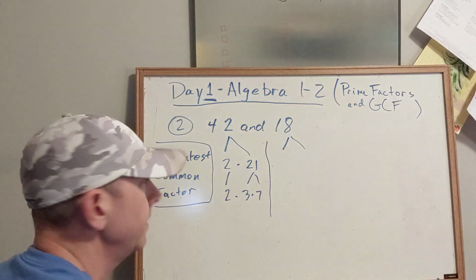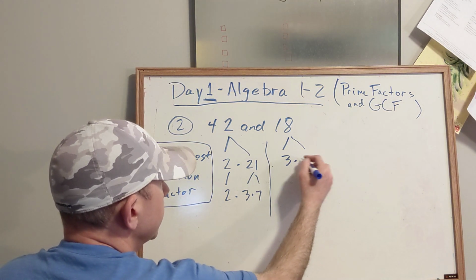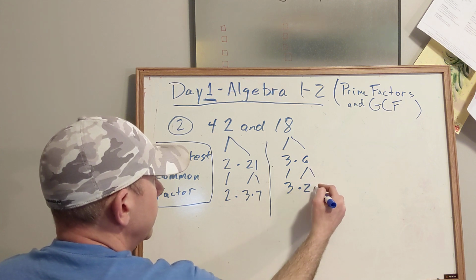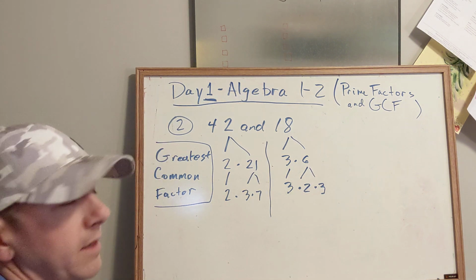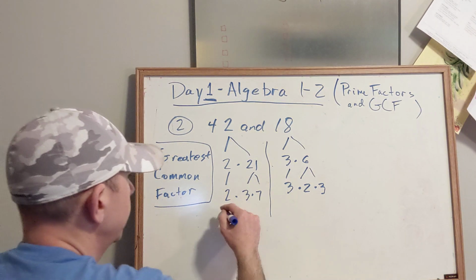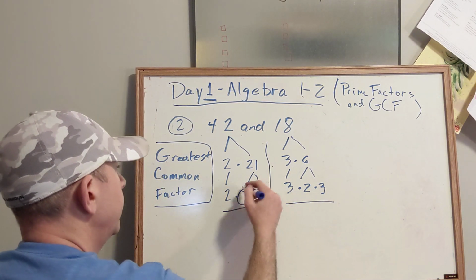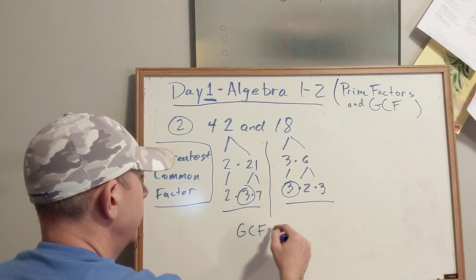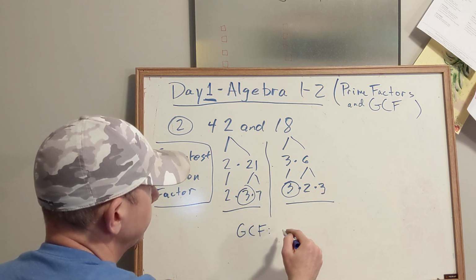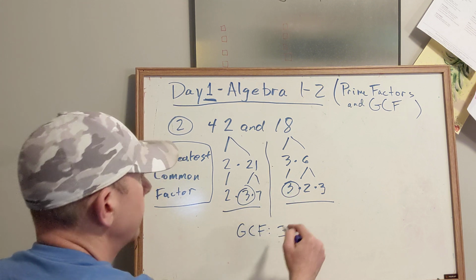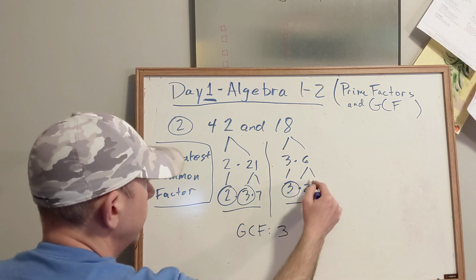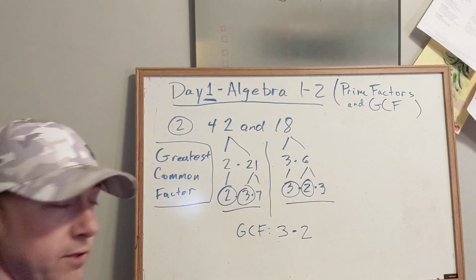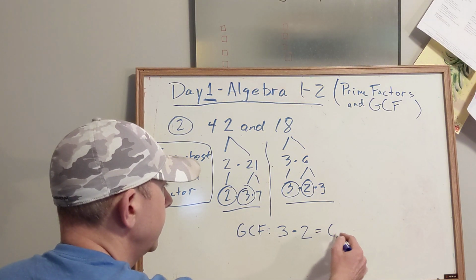Then we go to 18. You can use 2 again, or you can use 3 times 6. The 3 is prime, and then the 6 we can turn into 2 times 3. Okay, so for the greatest common factor, when we look at this one versus that one, we have a 3 in common. Our GCF will be what overlaps, and that is a 3. But if you look closely, we also have a 2. So the 2 comes down here. Our GCF is not just 3, it's not just 2, but it's 3 times 2, which is 6.